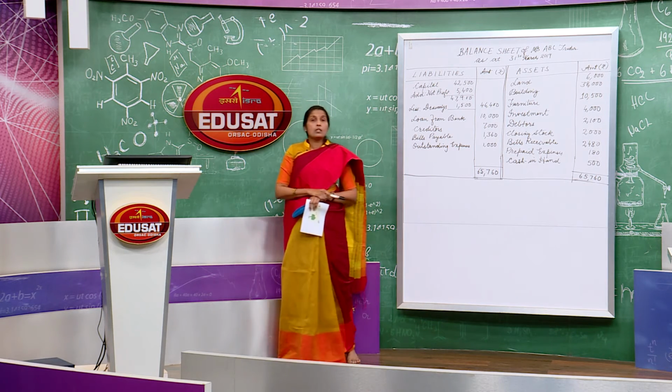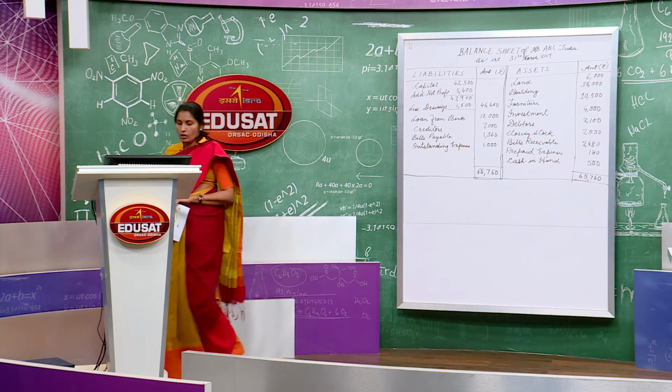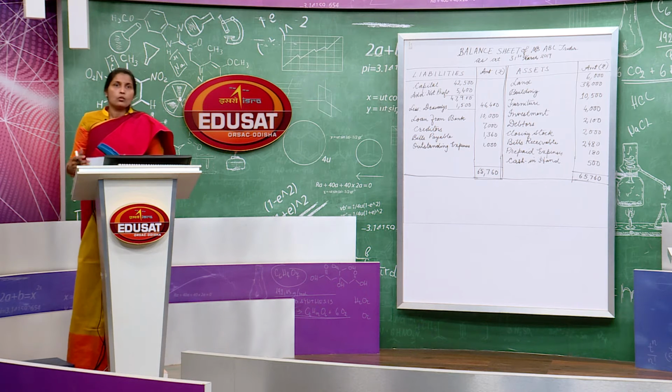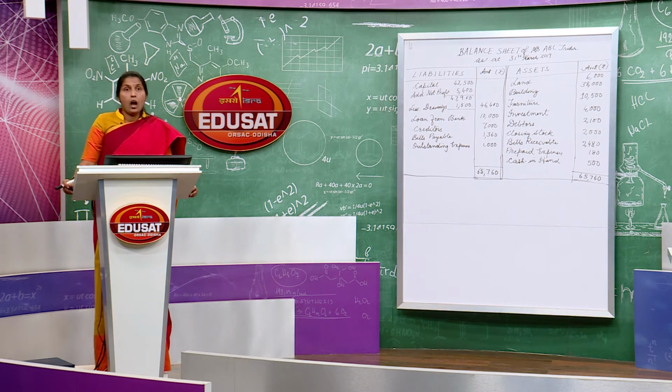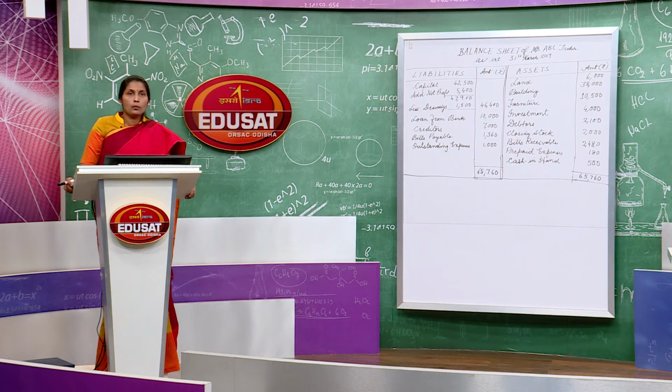Is that clear, students? So, what we discussed here today in this class is what a balance sheet is, how the balance sheet is prepared, and what the need of preparing a balance sheet is. We also took a look at the format of the balance sheet and how the items will appear. On the asset side, what are the items that will appear? On the liability side, what are the items that will appear? We also worked out a problem relating to the balance sheet.